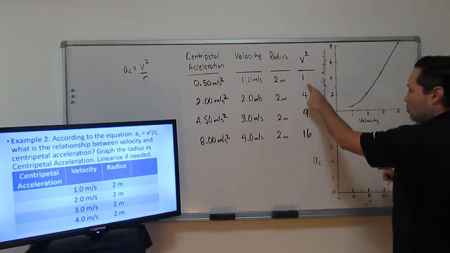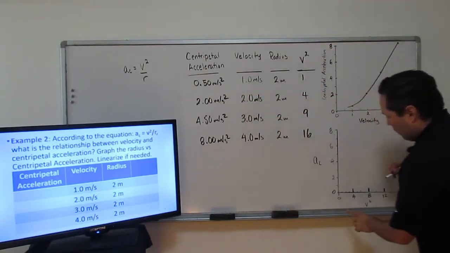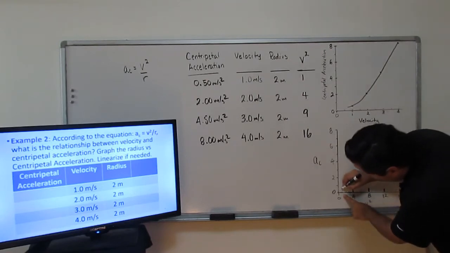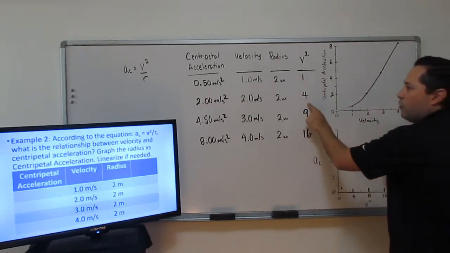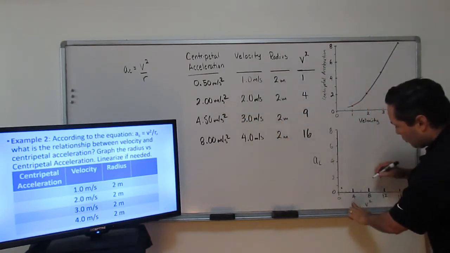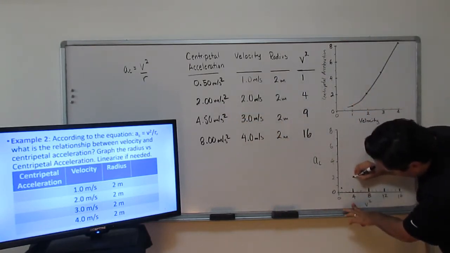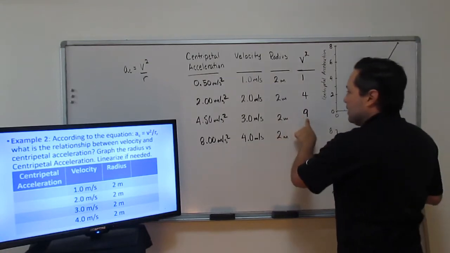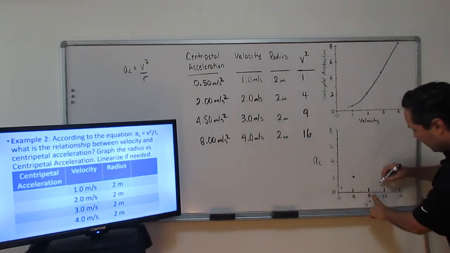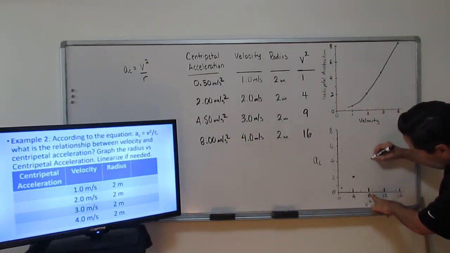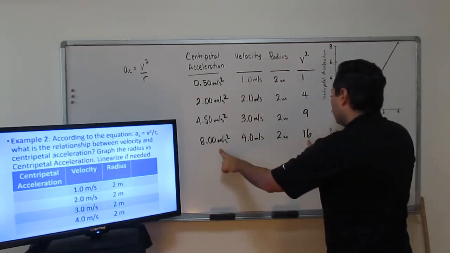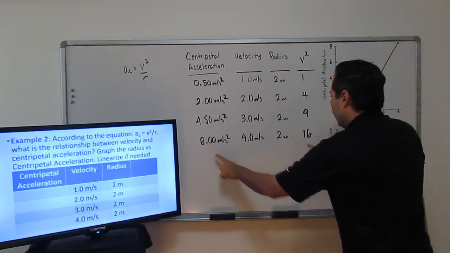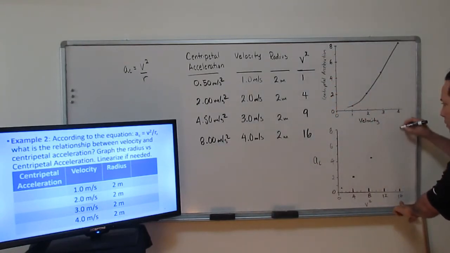So let's go ahead and get started. At 1, we have a 0.5. Alright, so at 1 will be right here, and 0.5 will be somewhere around that spot, give or take. At 4, we have 2.0. So here's 4, and we go up to 2.0. At the 9, we have 4.5. So 9 will be around here. 4.5 will be somewhere around here. And 16, we have 8.0. So here's 16. We go up to 8.0, and there's our data points.